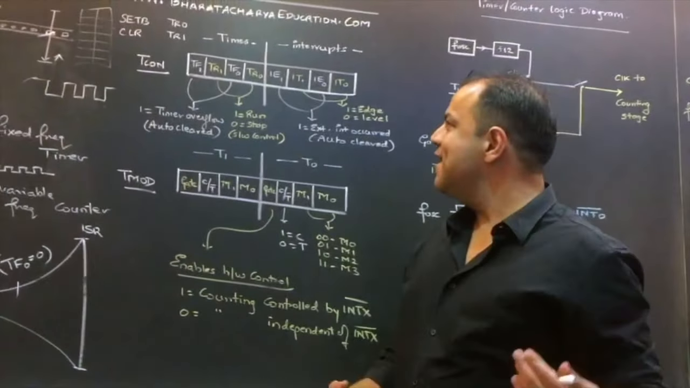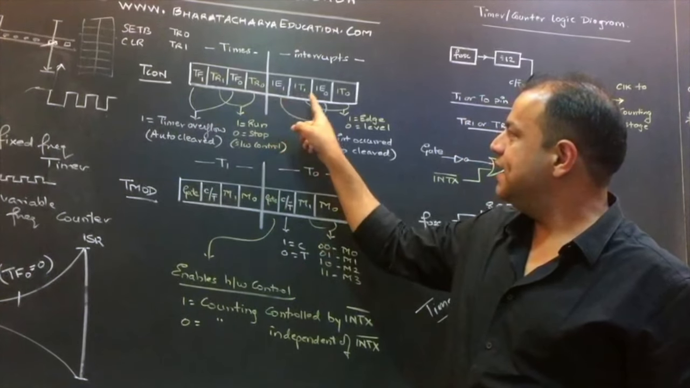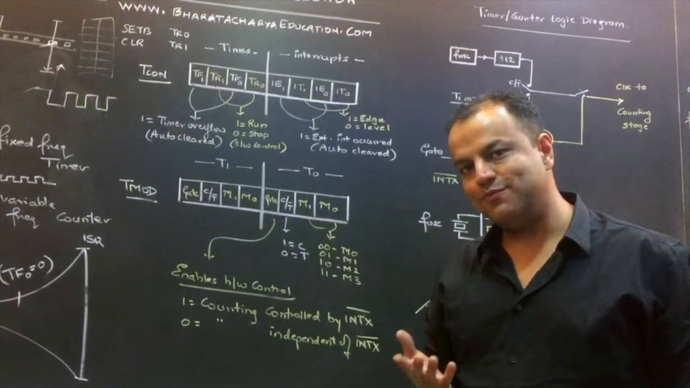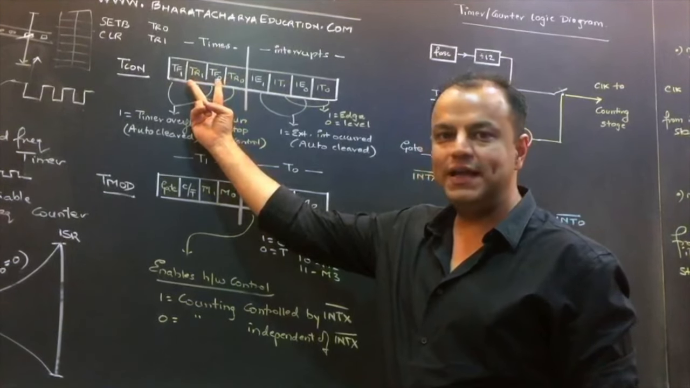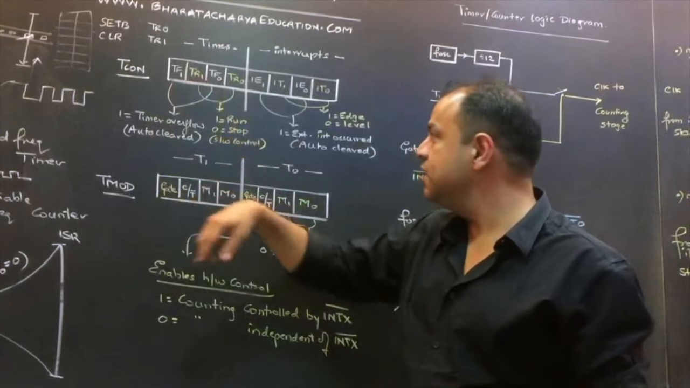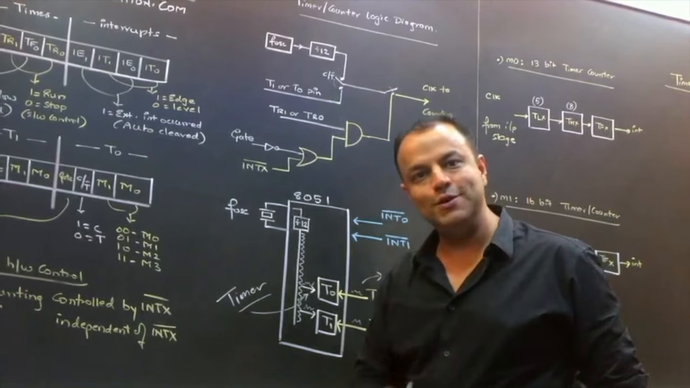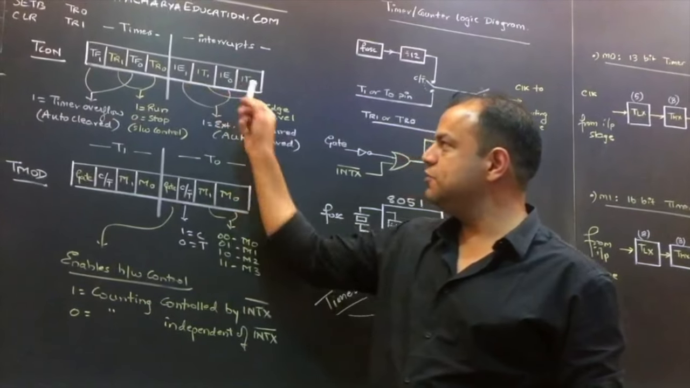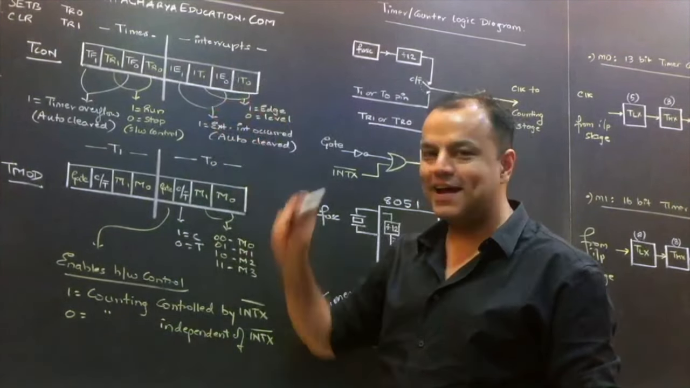So what did you understand? Technically, TF1, TF0 and IE1, IE0 are the same kind of flags. They both have the same concept. The only difference is these are to indicate that the timer overflow interrupts have occurred, and these are to indicate that the external interrupts have occurred. Tell me, did you understand this? So for the external interrupts, you have IE1 and IE0. Finally, you have IT1 and IT0.